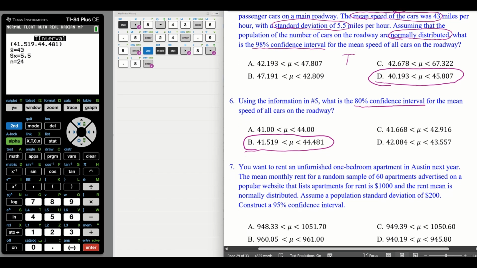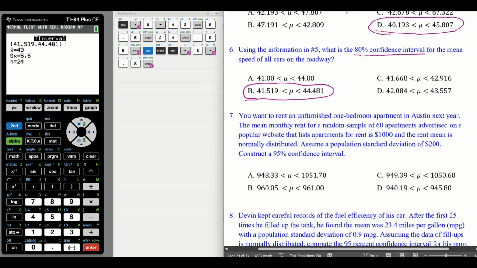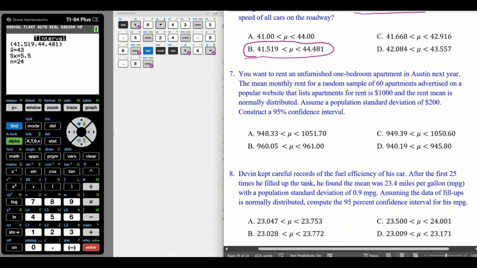Okay, let's go to number 7. And we'll go all the way down, scroll up. Okay, number 7. You want to rent an unfurnished one-bedroom apartment in Austin next year. The mean monthly rent for a random sample of 60 apartments advertised on a popular website that lists apartments for rent is $1,000. Let's go ahead and circle our 60. And the rent mean is normally distributed.